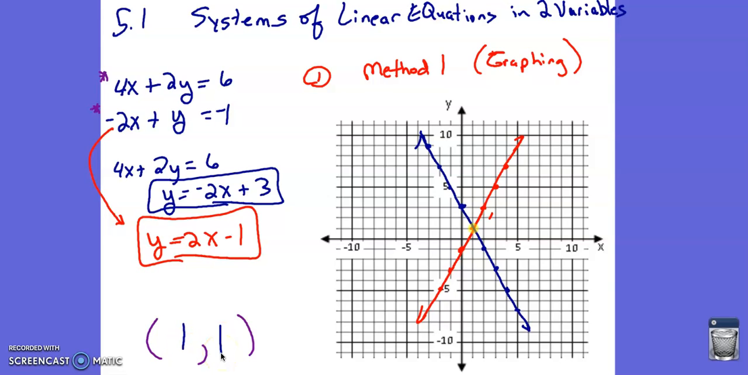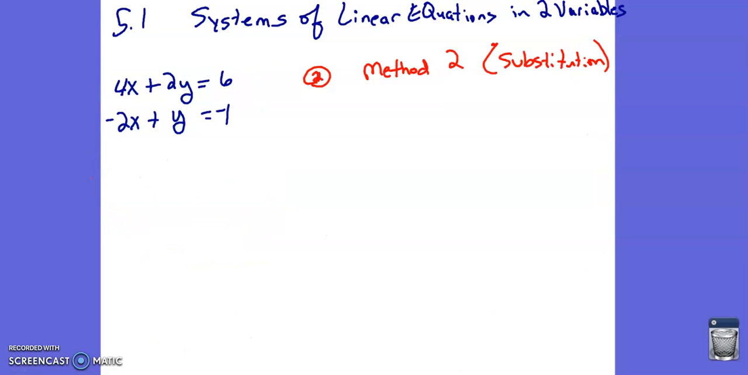And just to double check, if I put 1 right here and 1 right there, does it equal 6? Yes. If I put 1 right here and 1 right there, does it equal -1? Yes, it does. So that is my solution. Now, that's how to solve it using the graphing method. Now, let's solve it using the substitution method.